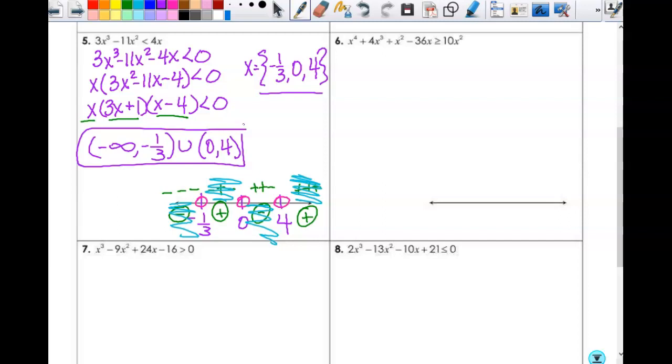Yes, because it says less than 0. If it said greater than 0, I'd only write the positives out. It depends on what the question itself states. Okay? Good question. What else you got? That it? All right.